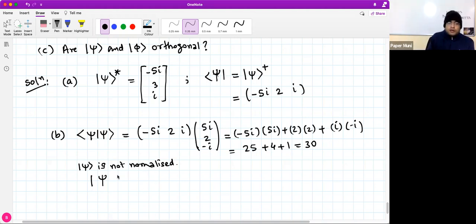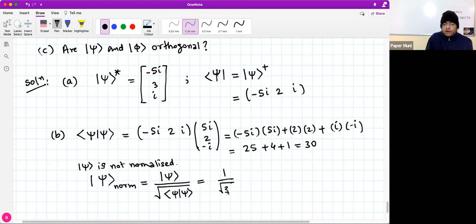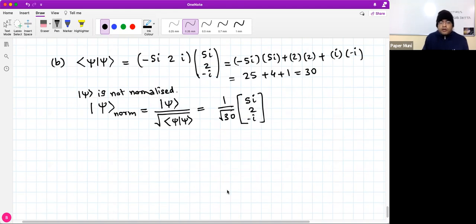Now in this case, let's write down a normalized psi. This is similar to the calculation which you used to do for eigenvector normalization in matrix. It's the same thing. We already have done this kind of calculation in previous lectures, just without the matrix notation. So this is what we have here: 5 iota, 2 minus iota. So this is a normalized psi. All right. So the C option says whether they are orthogonal or not.